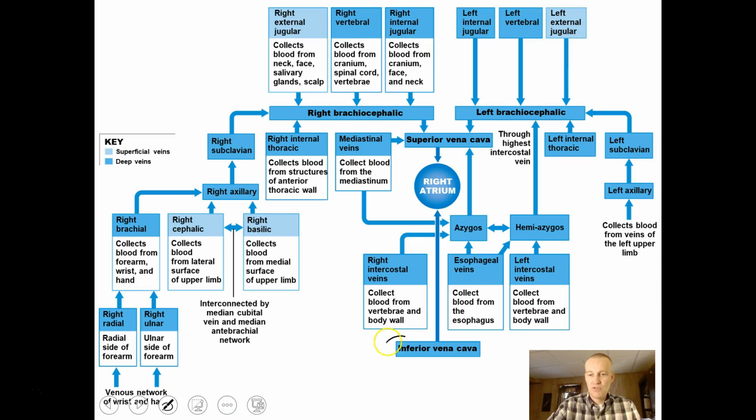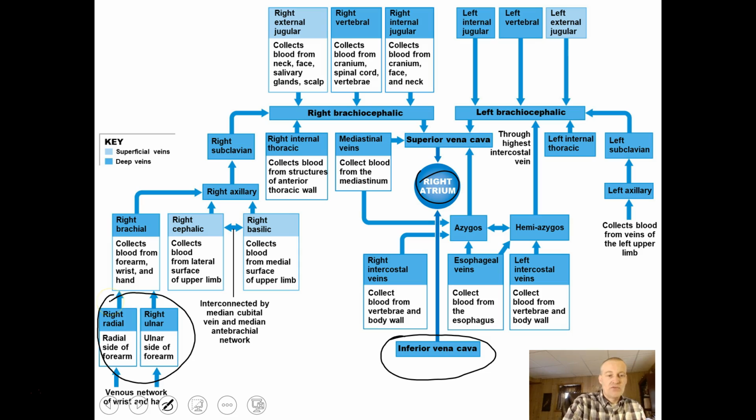Okay, so we have the inferior vena cava bringing all that blood to the right atrium. Now also coming into the right atrium is going to be all the blood from the arms and from the head. So if we take a look at the blood coming from the arms, we have the right ulnar and right radial veins. They're going to merge into the right brachial vein. The right brachial vein will merge into the right axillary vein. So we'll also have the right cephalic and the right basilic. These will be also bringing blood from the arms.